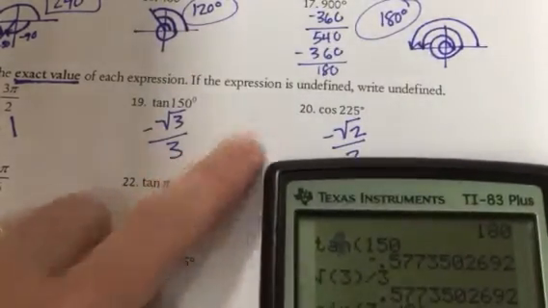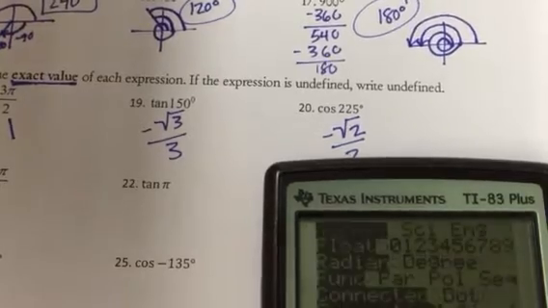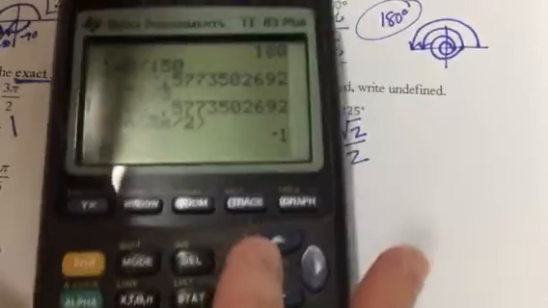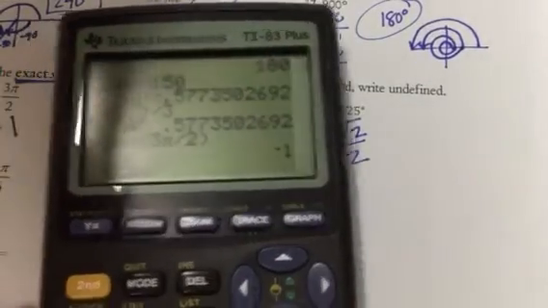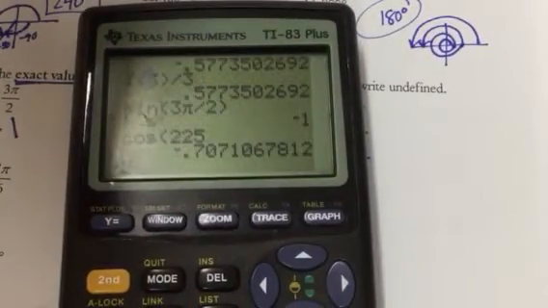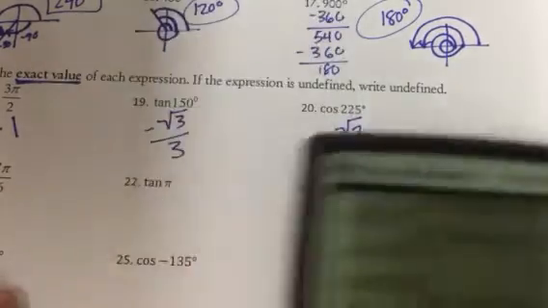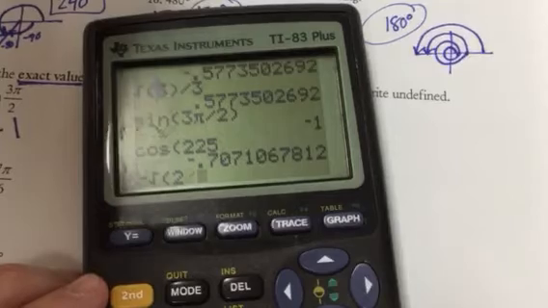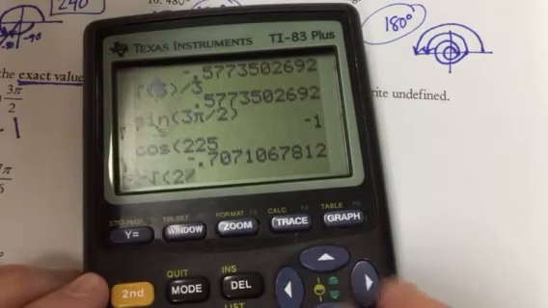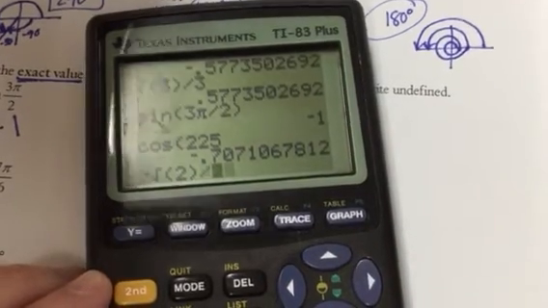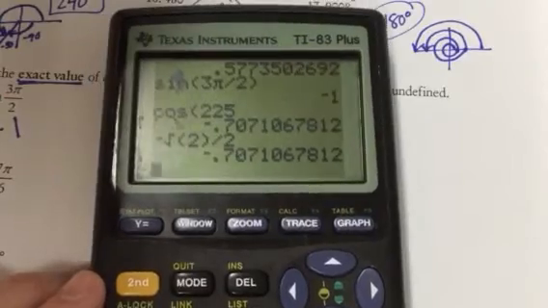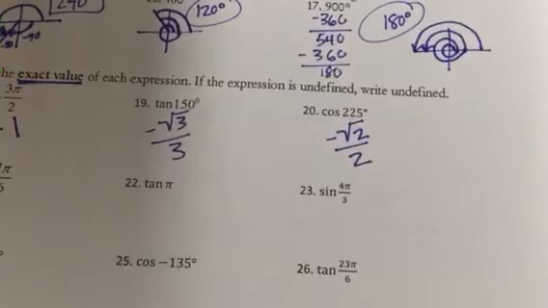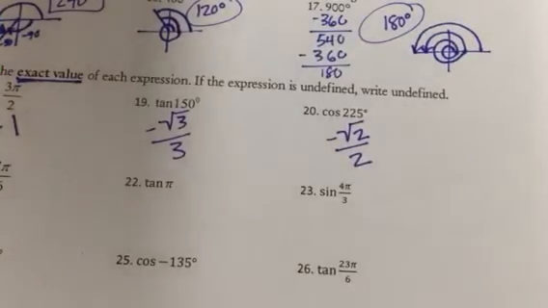Okay, cosine at 225, we can try that out too. I need to go back into degrees. So let's try cosine 225, and we have -√2 divided by, let's close that parentheses of the square root, divided by 2, -0.707. So I'm on the right track. It's a way you can compare to make sure you're finding the right numbers.